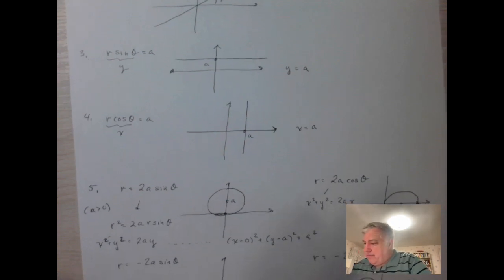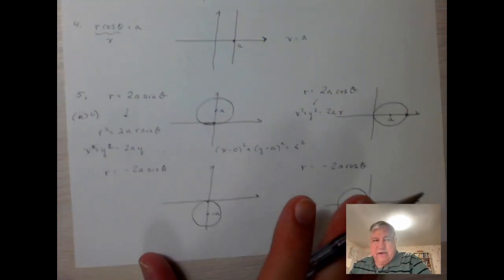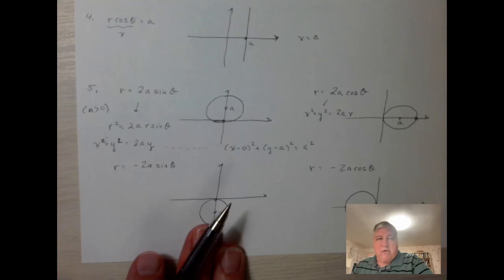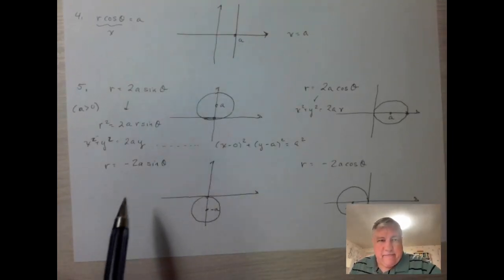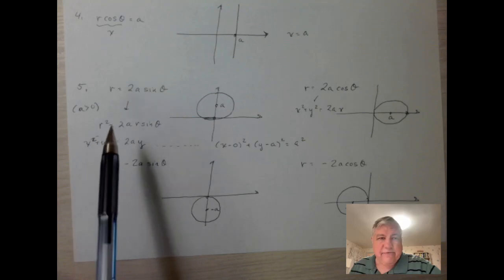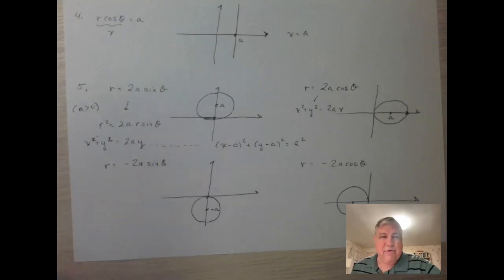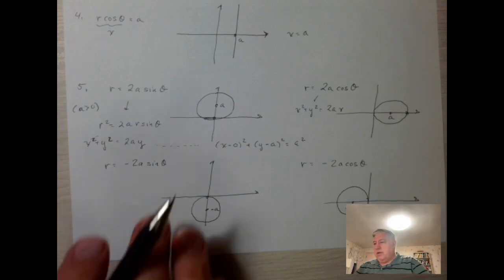All right, now I've added some stuff here because my camera crashed the first time I was doing this video. So let me just say, now we're looking at graphs of the form r equals 2a sine theta and r equals 2a cosine theta. These turn out to be circles, but these are circles that are not centered at the origin. Okay, so just let me show you.